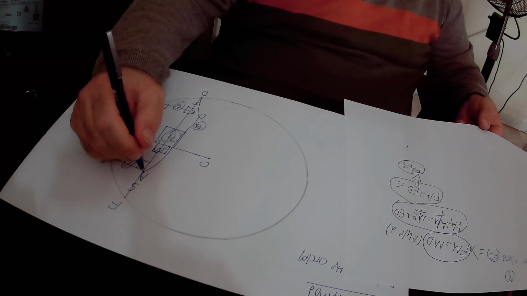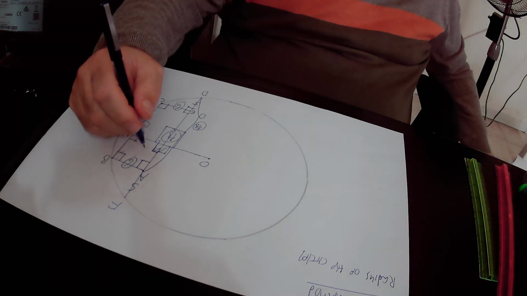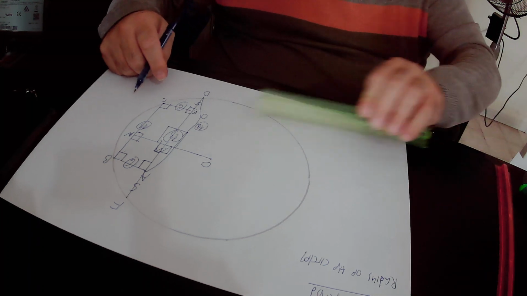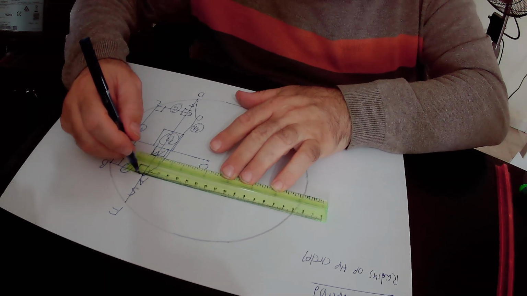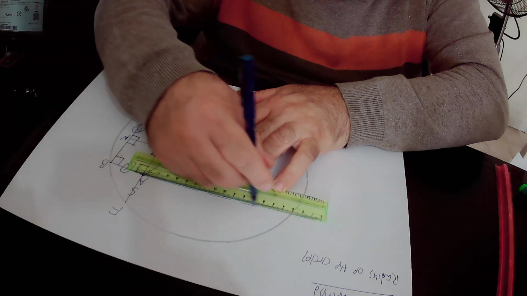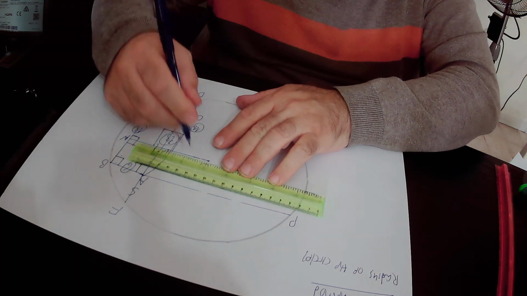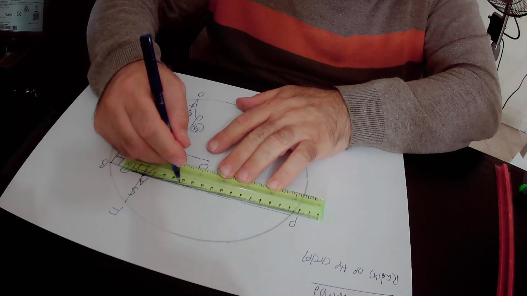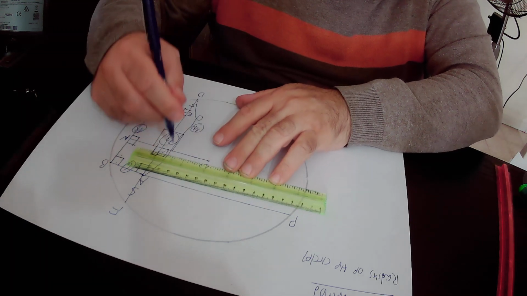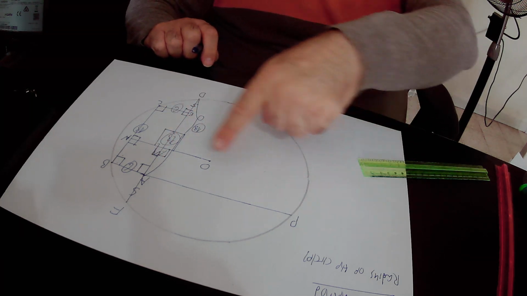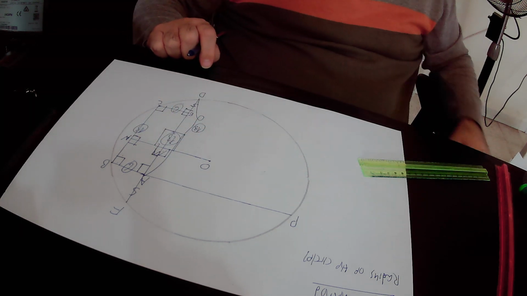In the next step, we will extend side BA by a straight line until it touches the circle at point P. So here we have chord FD that intersects with chord PB at point A.